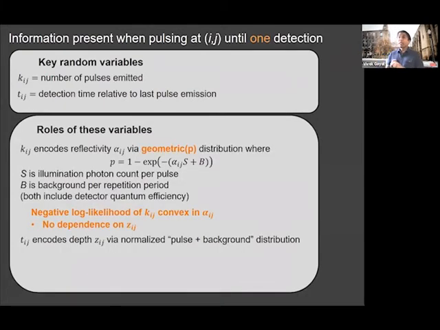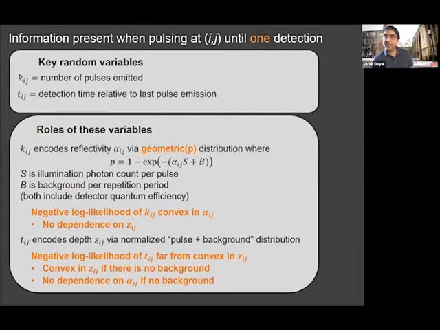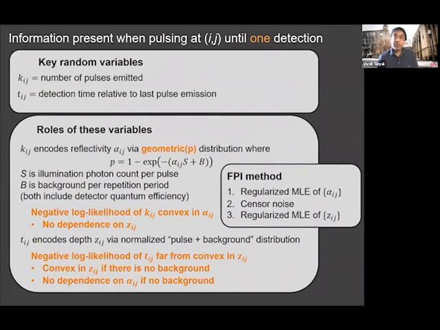So it turns out that nature's been kind to us in that the negative log likelihood of Kij is convex in alpha ij, and it has no dependence on the depth Zij. Nature's less kind in the Tij distribution. If there were no ambient light at all, and under reasonable approximations for the laser pulse shape, we would have convexity of the negative log likelihood, but as it is with any significant amount of ambient light, we do not have convexity. So the image formation method that we developed follows a three-step procedure.